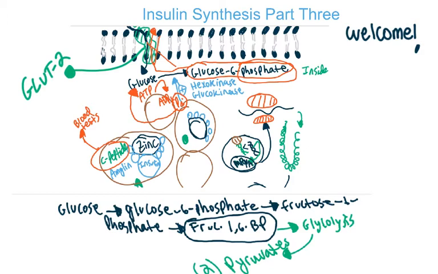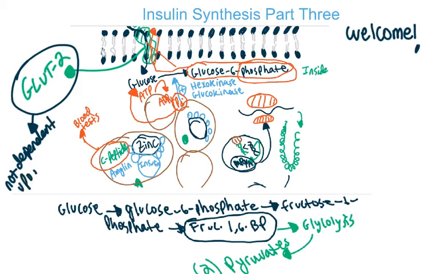So we said that glucose will come in. Another thing is that GLUT2 receptors, or GLUT2 transporters, we should say, are not dependent upon insulin. So it doesn't need insulin. Our beta cells in our pancreas don't need insulin in order for glucose to come inside the cell.